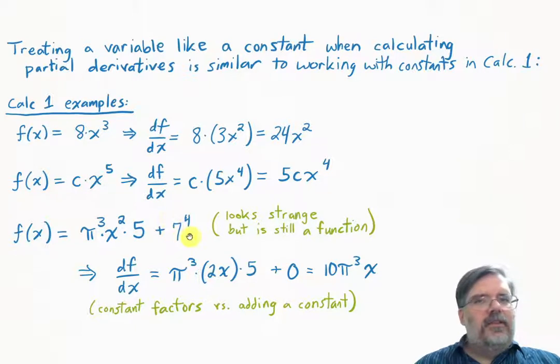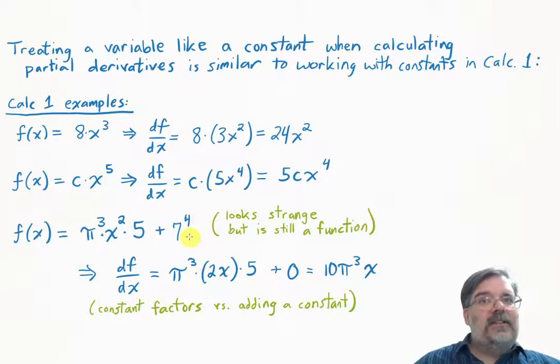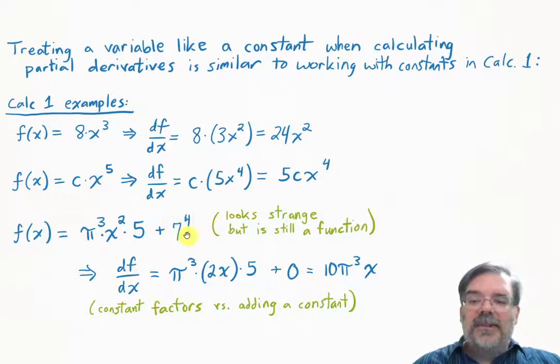Here, plus 7 to the fourth, there's the derivative of 7 to the fourth. You might be tempted to say 4 times 7 cubed, but no, that's a classic calculus professor trick. The derivative of 7 to the fourth is 0, because 7 to the fourth is a constant. It's not changing. The derivative of any constant is 0. That's where the plus 0 comes in.